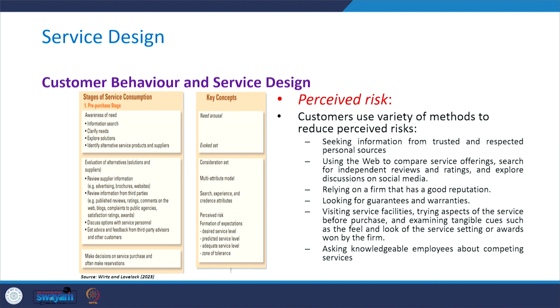Customers use a variety of methods to reduce these perceived risks. For example, they try to seek more information from trusted and respected personal sources. So that's the first way. Secondly, they can use the web or internet to compare service offerings and search for independent reviews, ratings, and so on. Thirdly, they can also rely on a firm that has a good reputation. Next, customers can also look for guarantees and warranties to minimize those perceived risks.